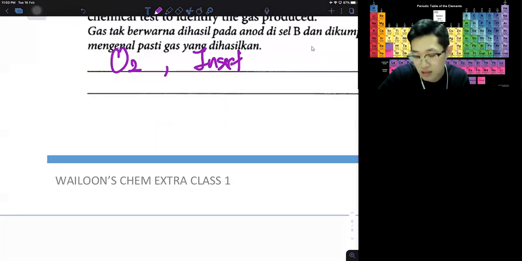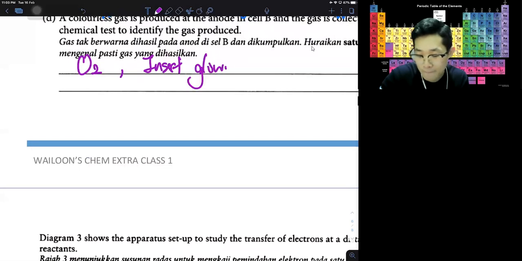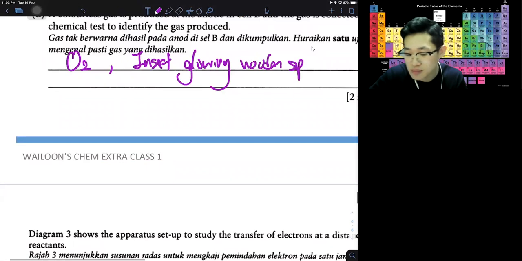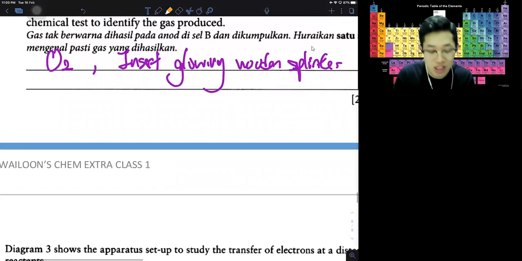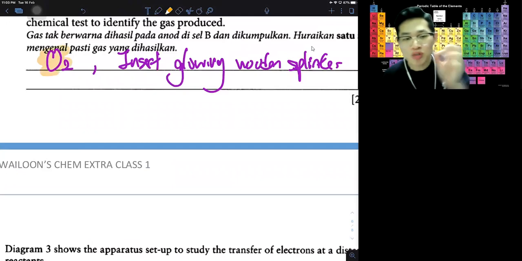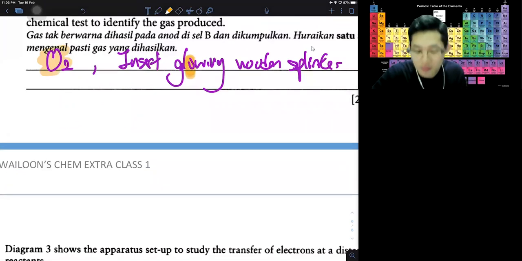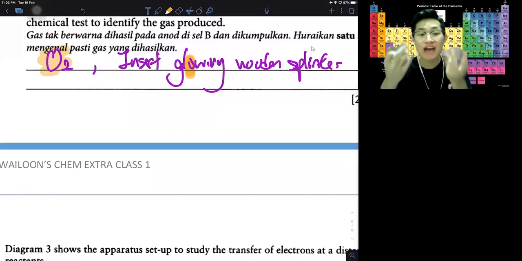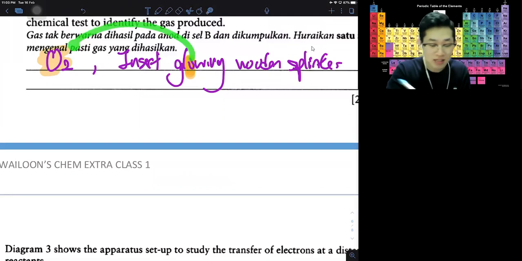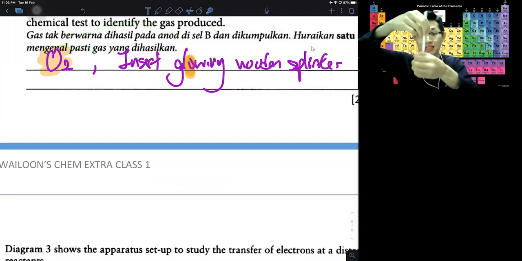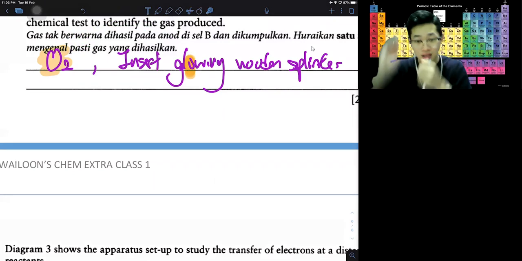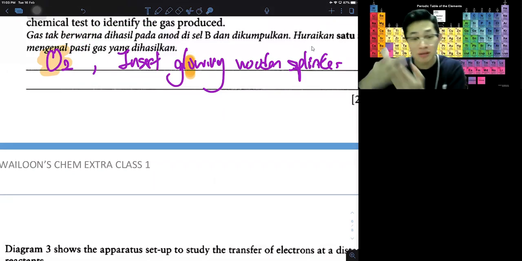Insert glowing wooden splinter. When they want you to test oxygen, use the wooden splinter that has O inside. The other two, burning or lighted, also don't have O. Use O to test the O. How to do it? Insert. Okay, insert, and then it will be relighted.